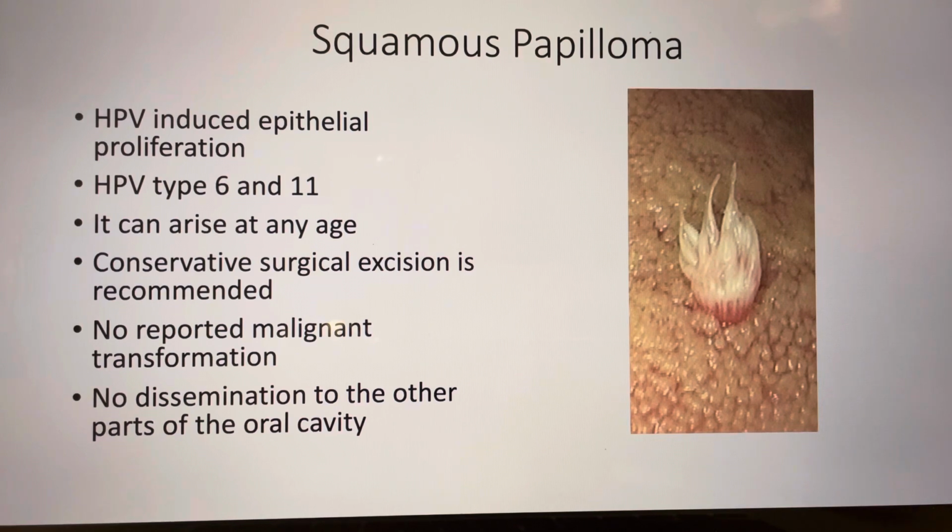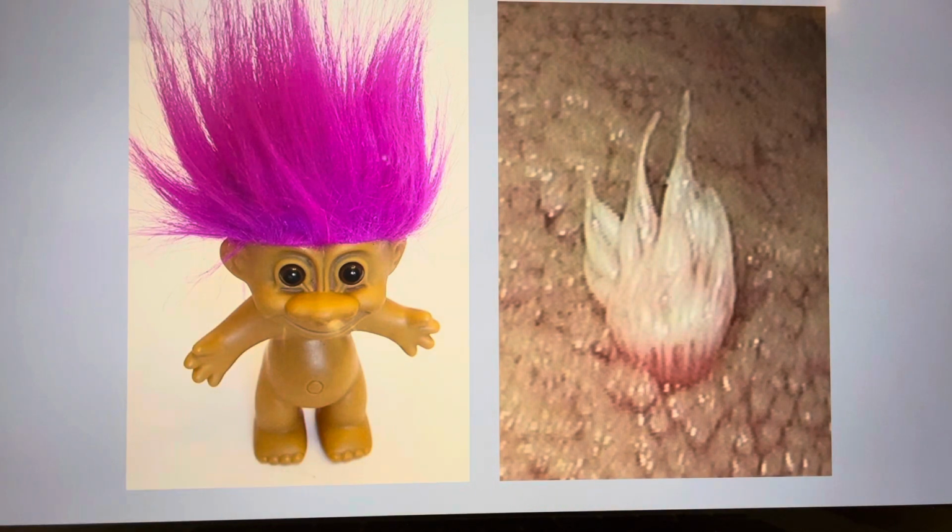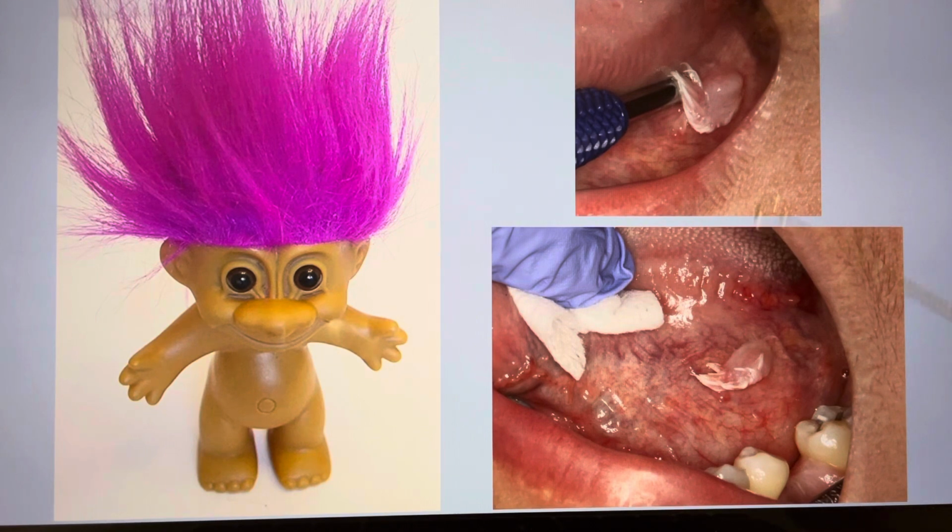A squamous papilloma in the oral cavity can show with different features. That's why I'm going to show you here all the different features of a squamous papilloma. The one that usually occurs on top of the tongue has strands like this, hair strands, and I call it troll hair pattern. And as you can see, this patient has exact same thing underneath the tongue and on the side.